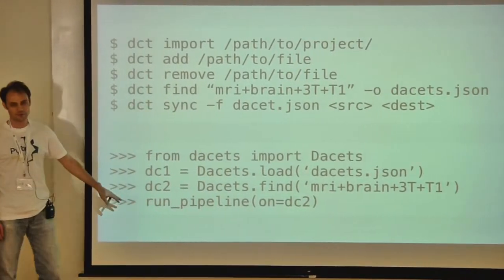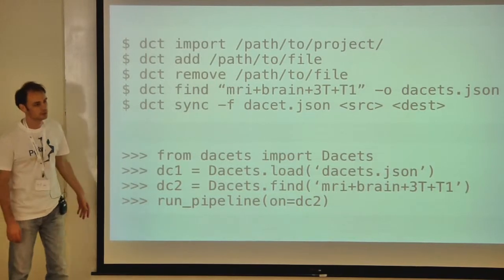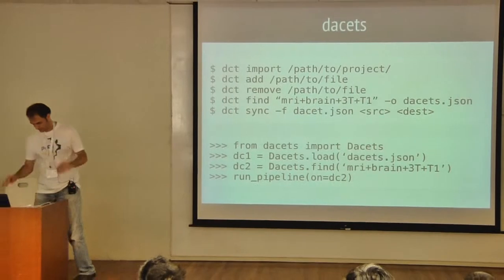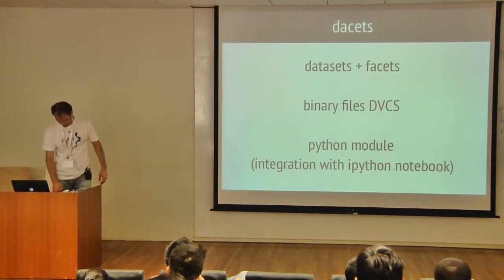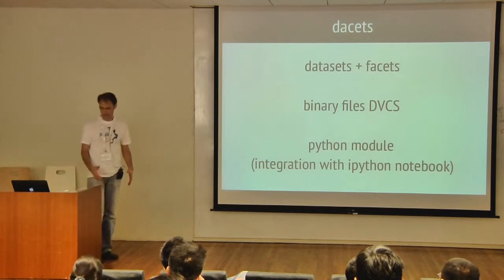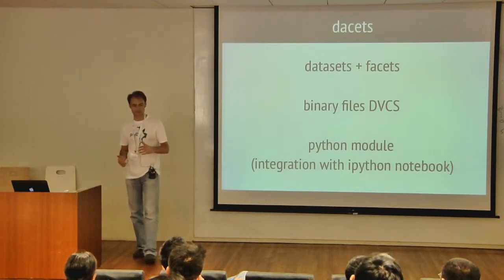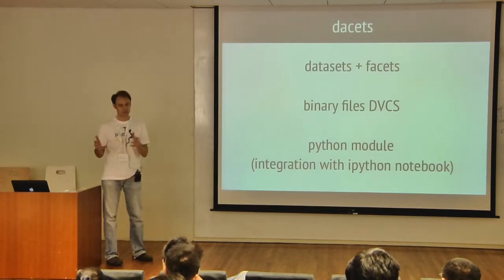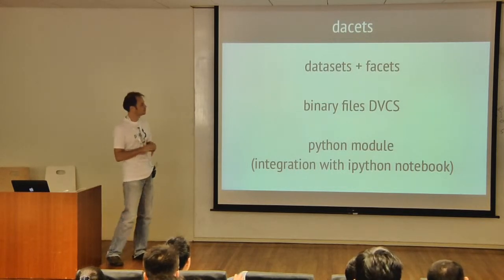And then I can feed this to my pipeline script that basically will do my full experiment. Okay? So that's the way I see it now. So currently Dacets stands for datasets plus facets. Facets comes from the faceted search kind of things. It's just a collection of related keywords that make sense to describe a specific data set.